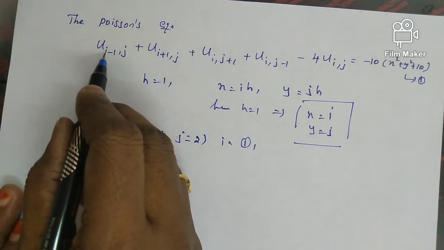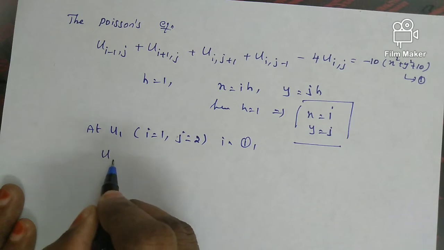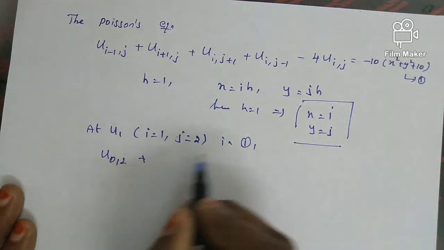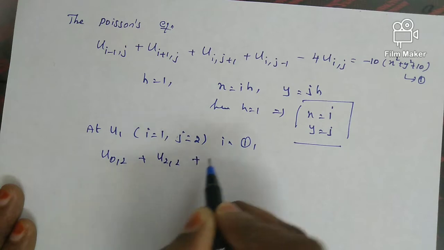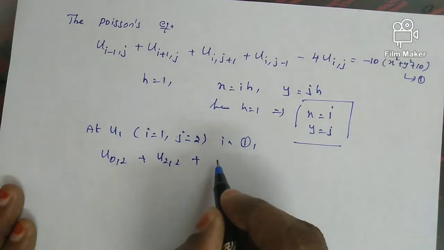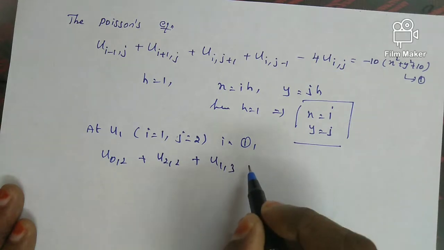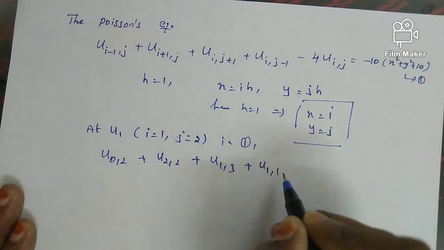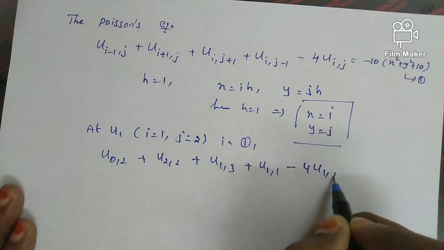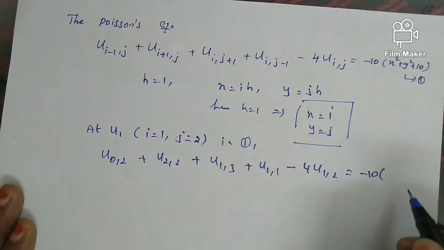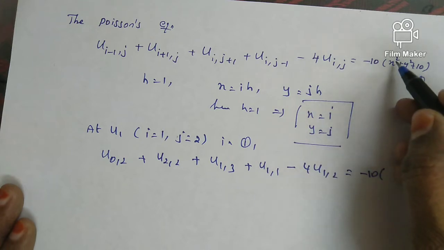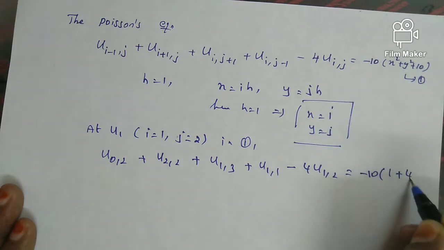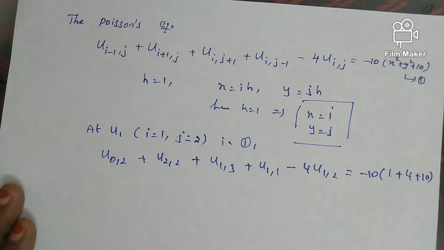So, what will happen? i equal to 1, 1 minus 1, 0. So, u(0,2), j equal to 2, plus u(i+1,j), that means u(2,2), plus u(i,j+1), that means u(1,3), plus u(1,1), minus 4 u(1,2) equal to minus 10 into (i squared plus j squared plus 10). i equal to 1, 1 squared is 1, plus j equal to 2, 2 squared is 4, plus 10.